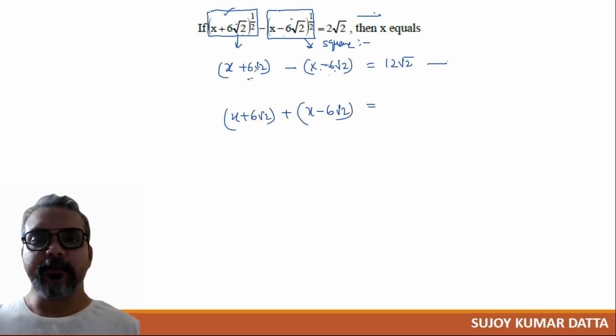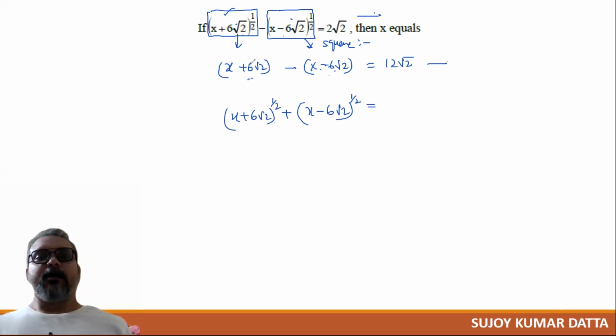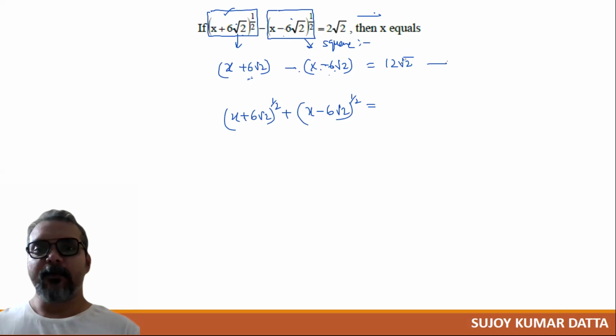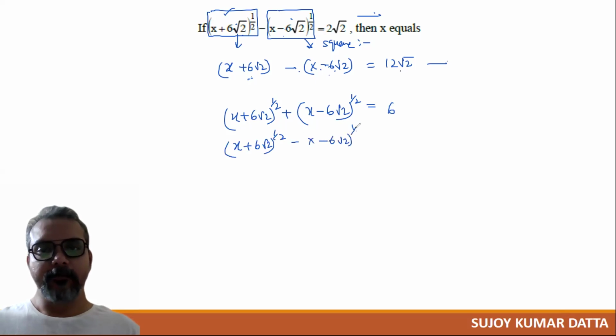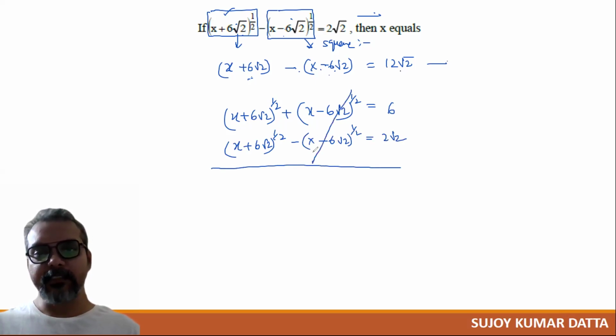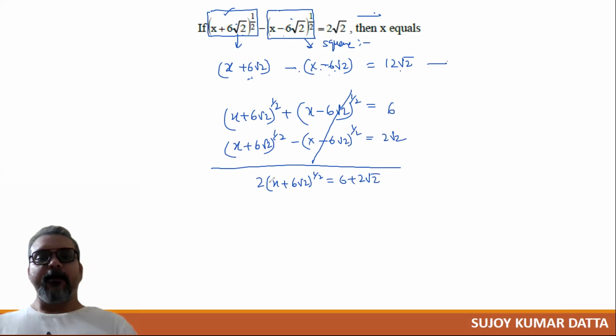Okay. So a squared minus b squared divided by a minus b is a plus b, and this is 12 root 2 divided by 2 root 2, which is 6. So now coming back to the given equation, we can add them. So this cancels out. Now I can divide by 2.